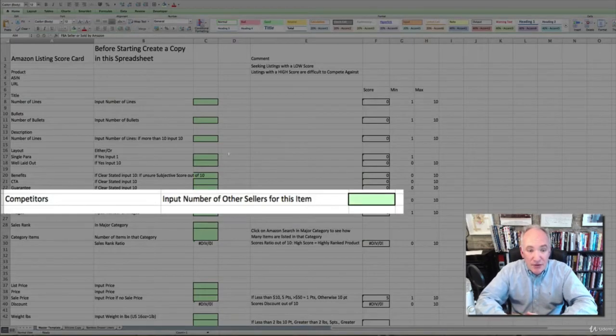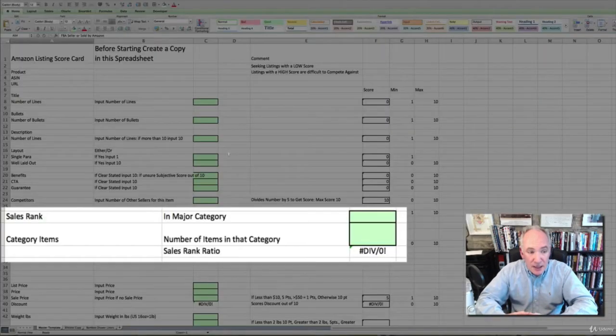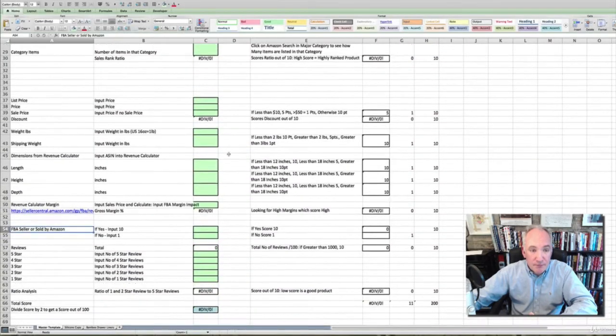The number of competitors, which is shown by seeing how many other listings there are, you put that number into that green box. And then images, make a note of the number of images, that's a straight calculation. Then the sales rank in its major category, and then the number of items in that category, which you can find from search, and it'll calculate the ratio of the two of them for you.